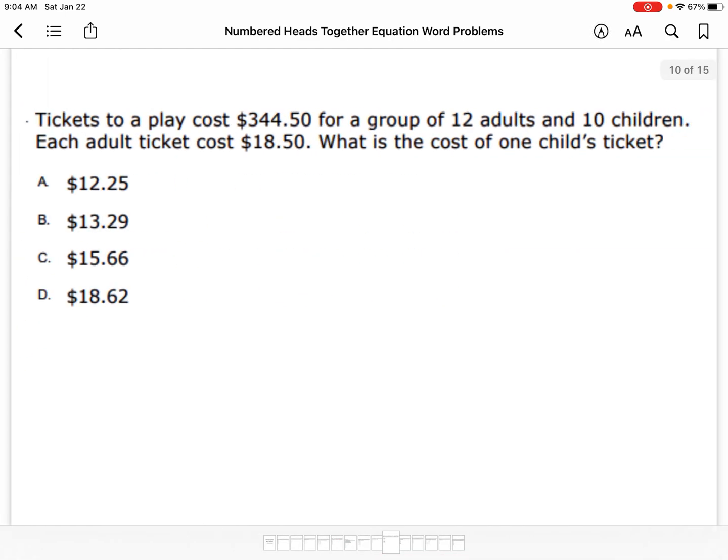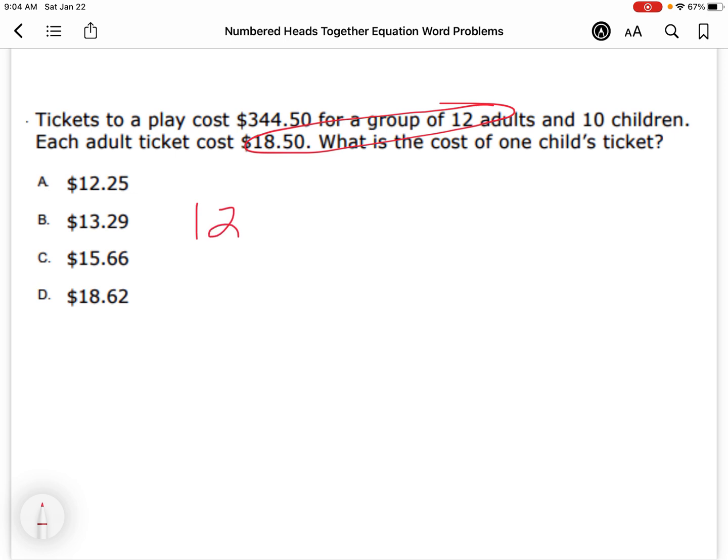Tickets to a play cost $344.50 for a group of 12 adults and 10 children. Each adult ticket costs $18.50. What is the cost of one child's ticket? Okay, well, I know that the 12 adult tickets are going to be 12 times $18.50. Well, what's 12 times $18.50? That's going to be $222.